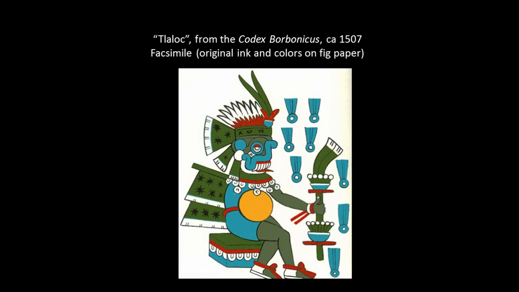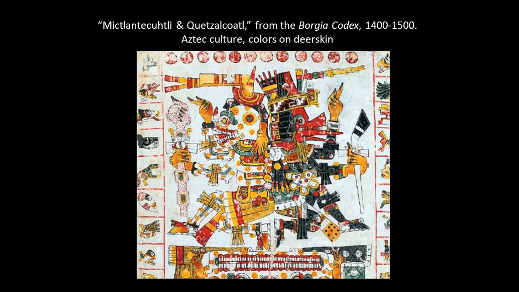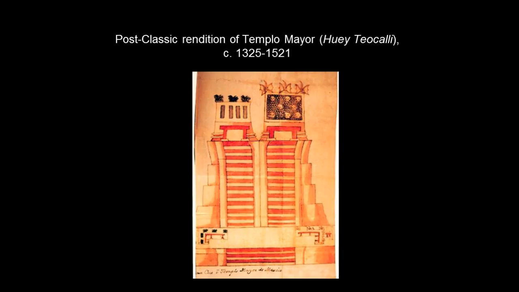Tlaloc and Quetzalcoatl and Mictlantecutli are all worshipped in various forms by previous Mesoamerican cultures before the Aztecs. At the center of city life in Tenochtitlan was the ceremonial center. The ceremonial center, as in other Mesoamerican cultures, was marked by pyramid-shaped structures.